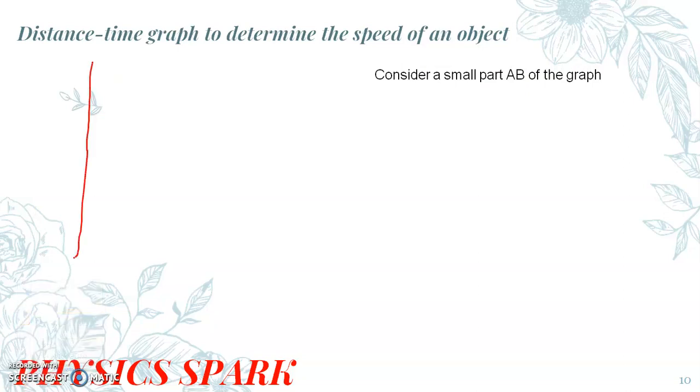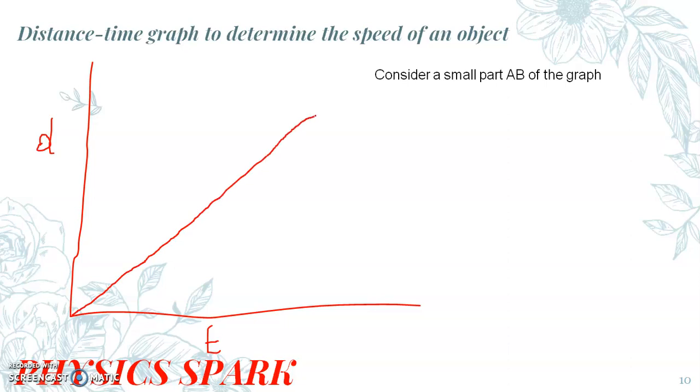Now this is the distance time graph. Here we have taken t along the x-axis and d along the y-axis. Now consider a small portion AB of the graph. This is the graph, and here this is point A and this is point B. This is the rough illustration, not a fair one.